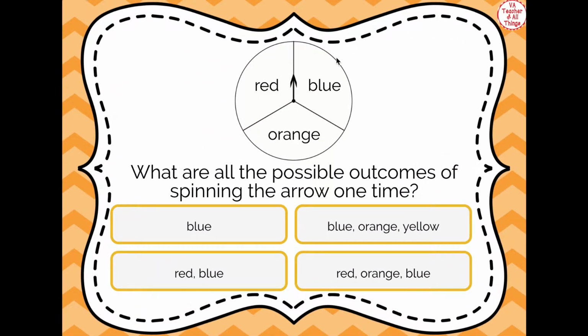All right, now a spinner, probability spinner. What are all the possible outcomes of spinning the arrow one time? Well, if I spun that arrow around one time, it could either land on red, orange, or blue. So red, orange, or blue.